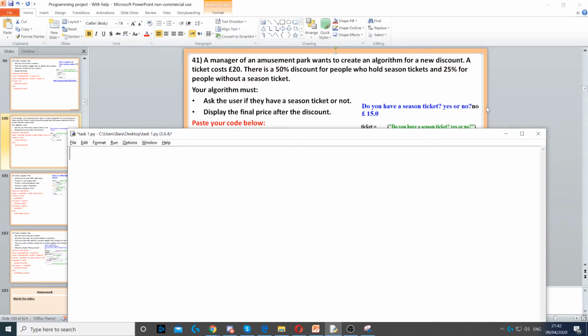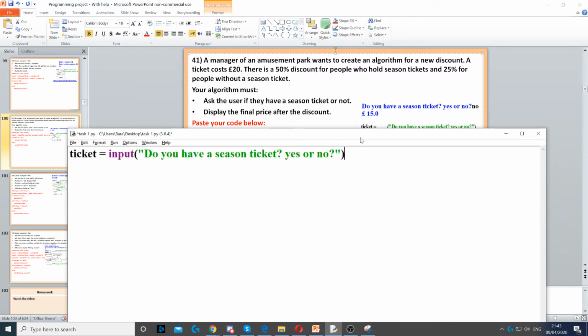In this question, we're asked to calculate a price after a discount. So here in an amusement park, a ticket costs £20, and there is a 50% discount for people who hold season tickets and 25% for those who don't hold a season ticket. So we need to first ask the user if they have a season ticket or not.